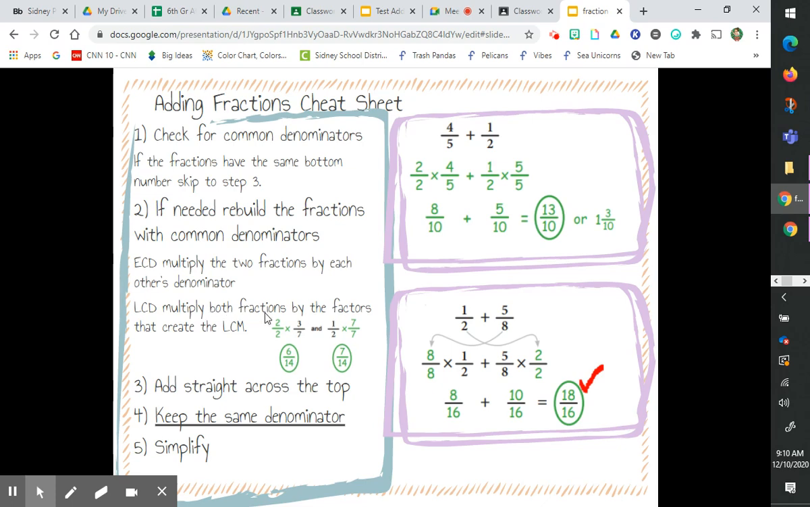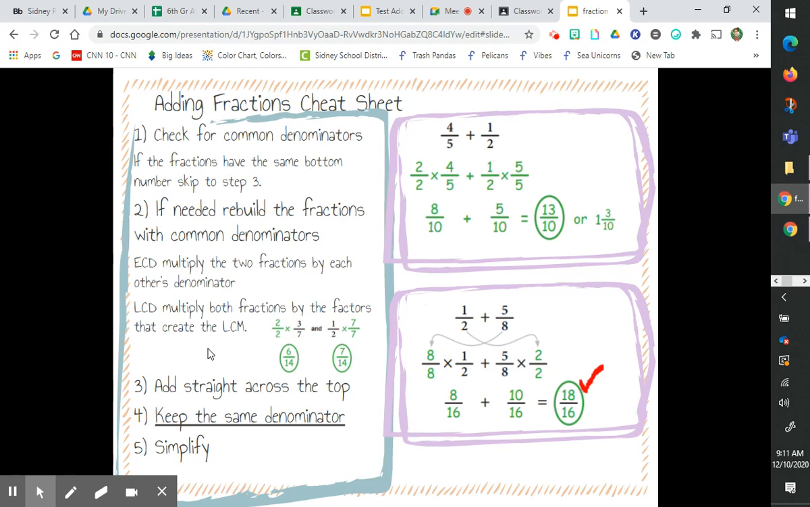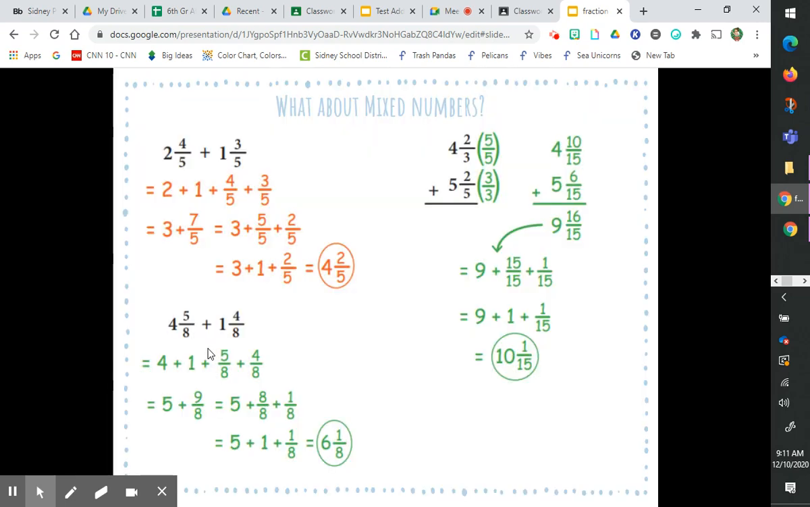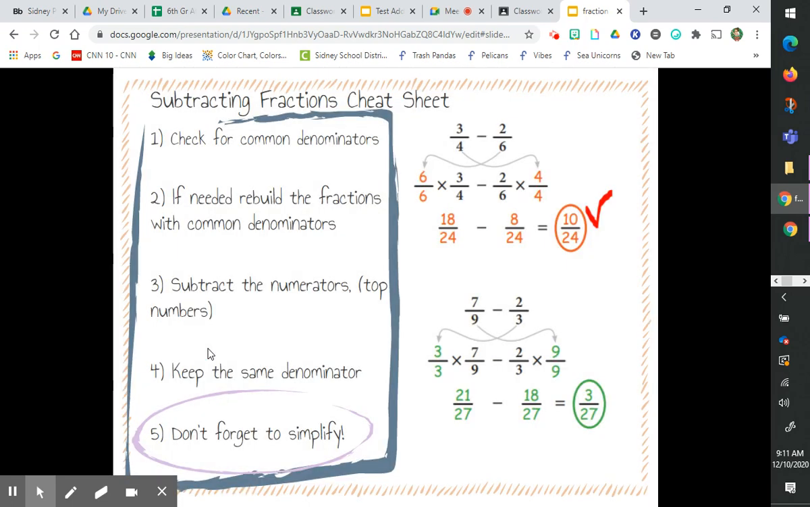Or you can also use the least common denominator, which is what most teachers want us to do, multiplying both fractions by the factors that create the smallest common denominator. There's less simplifying when you do that. So here, if you have 3/7 and you have 2/7, of course, the smallest or the least common denominator obviously is going to be 14. And we talked about how if the numbers had similar factors within them, we could only change one fraction then, and then we can move on to step three. But I didn't give you any examples on your notes like that. Okay, we did all this stuff already, if I'm not mistaken.